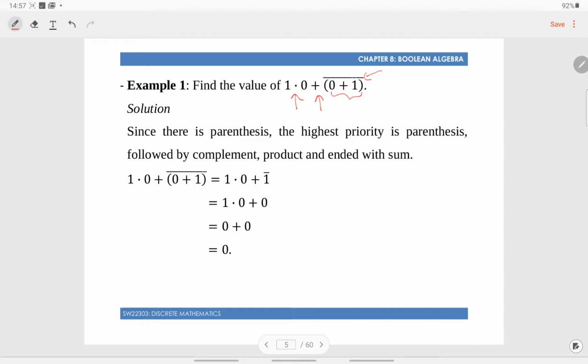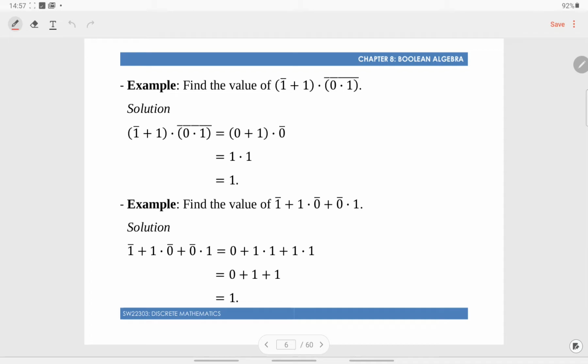So how to answer this question? We start with the parenthesis. 0 plus 1 is equal to 1. After parenthesis is complement, so the complement of 1 equals 0. After complement, the next one is product. So 1 times 0 equal to 0. The last one is Boolean sum, so 0 plus 0 equal to 0. So that's the answer for this question.